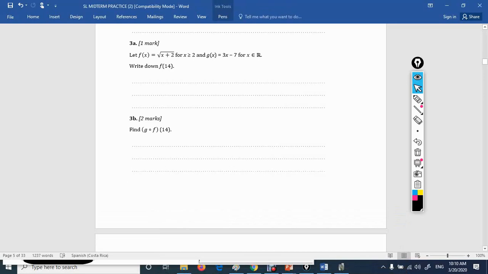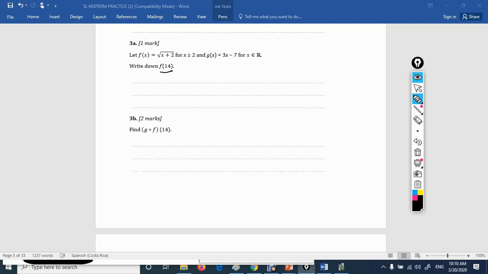So here we are with question 3a, and let's get the marker ready. Here we go, the pen. This is one of the easiest questions that we had in this midterm practice because it has to do with inputting values in a function. So what is f of 14?